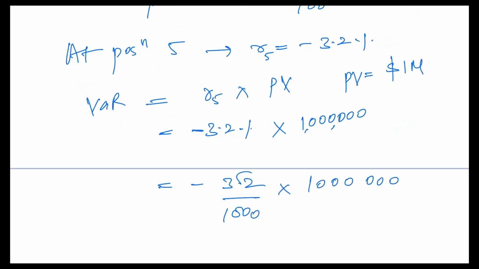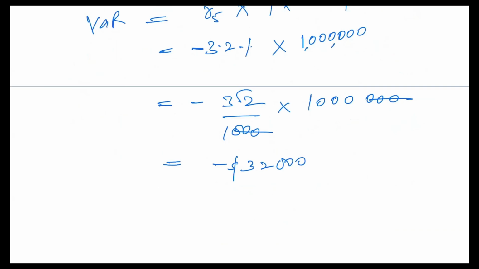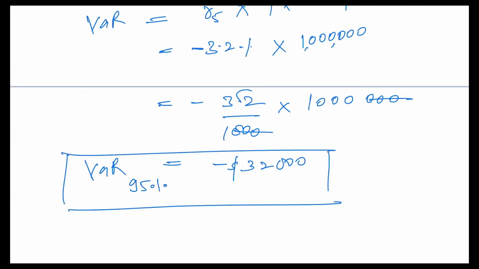So if you see, this will become negative $32,000, right? So negative basically represents loss. So we can say that our value at risk at 95% confidence interval is $32,000. And since we have taken the daily data, it will be 1 day value at risk at 95% confidence interval. So this was the methodology of calculating value at risk using the historical data.